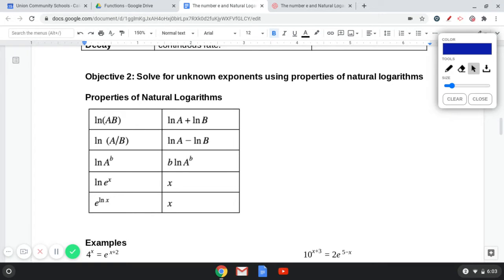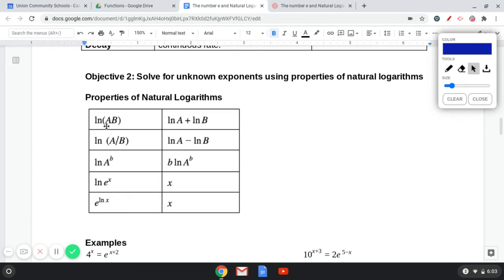Objective 2. Solve for unknown exponents using properties of natural logarithms. So here's our table of the properties of natural logarithms. You might say that these look familiar. You are right. They're very similar to the properties of logs that we just learned.